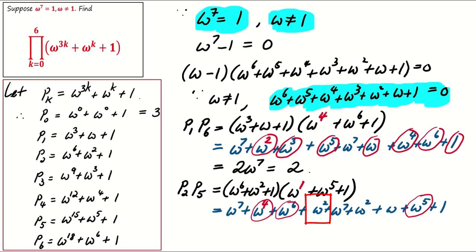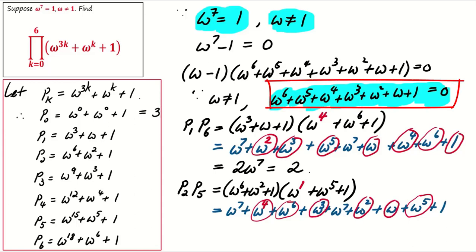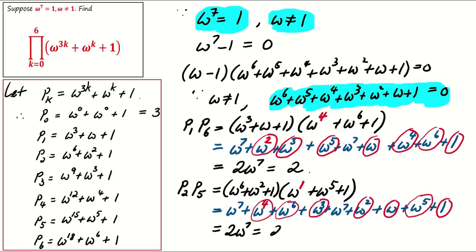Not to worry, it was a mistake just now. Actually, this term should be omega to the power 3. So again, we have all the terms from omega^6 all the way to 1, which sum up to 0. So the product of p_2 and p_5 is also 2.